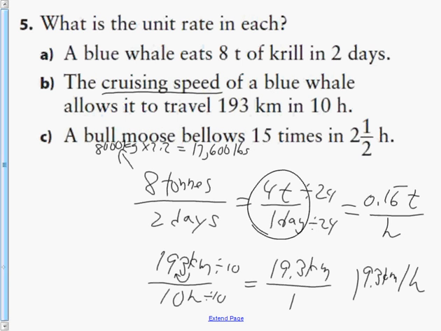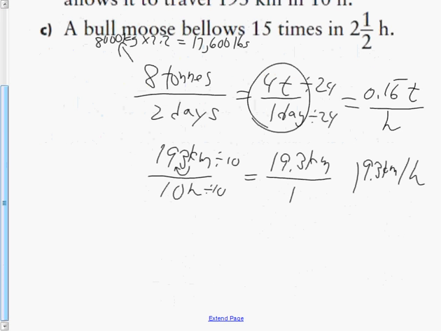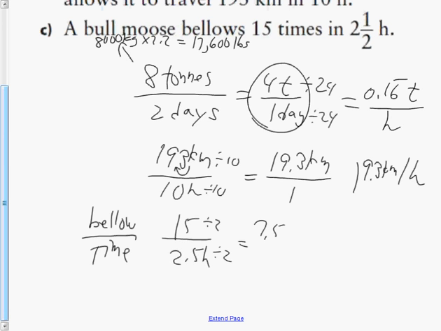And finally, a bull moose bellows 15 times in 2.5 hours. So it's bellows over time. So it's 15 bellows in 2.5 hours. Divide both by 2.5. That's not right, so 15 divided by 2.5 is 6. So 6 bellows per hour. Or roughly 1 bellow every 10 minutes. Right? It bellows once every 10 minutes.